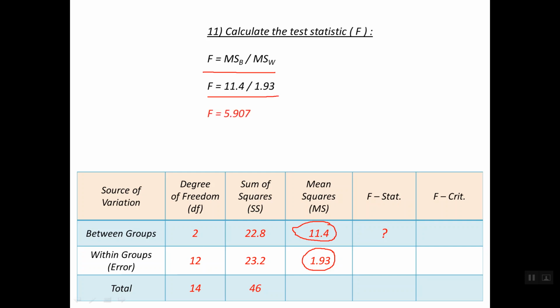By direct calculation, we get the value of the statistic F to be 5.907. So this is called the value of the test statistic, or the calculated value of F. In order to complete all the contents of the one-way ANOVA table, we need to determine the value of F critical.